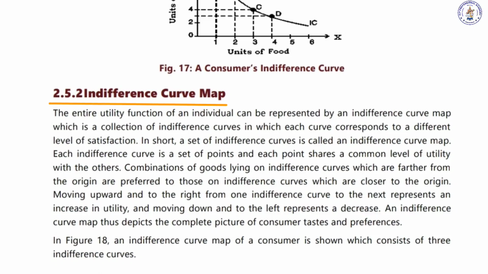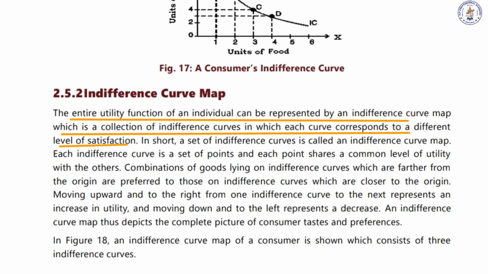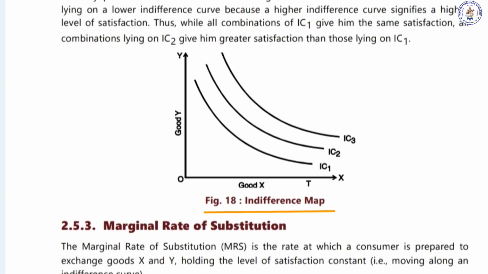Now friends, we shall move on to the indifference curve map. The entire utility function of an individual can be represented as an indifference curve map. Now in Figure 18 at page number 2.62, you have three indifference curves there, IC1, IC2 and IC3. The satisfaction level will be more in the case of IC3, a little less in the case of IC2, and a little less in the case of IC1.